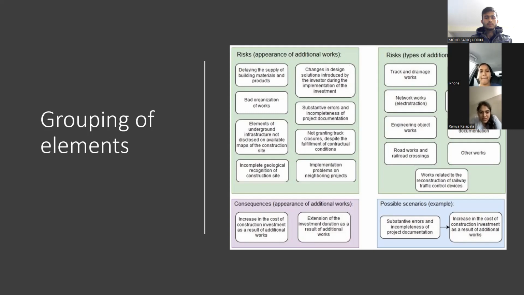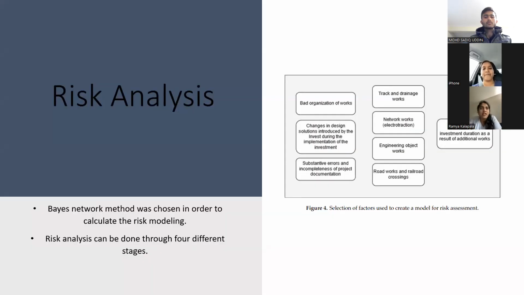Yeah, thank you, Sucharita. Well, coming to the next slide, we are going to see about the risk analysis. Mainly for the risk analysis, the Bayes network method was chosen in order to calculate the risk modeling, and the risk analysis can be done through 4 different stages, and we can see here the selection of factors that are used to create a model for risk assessment. Some of them are like a bad organization of workers, changes in the design and software errors, and also the track and drainage works and the engineering object works.